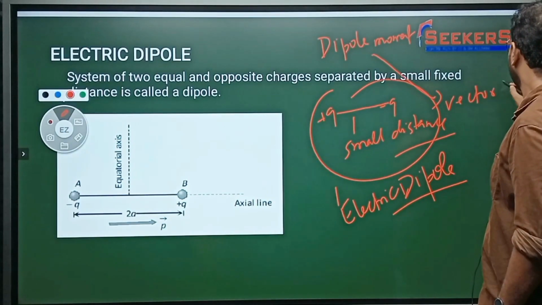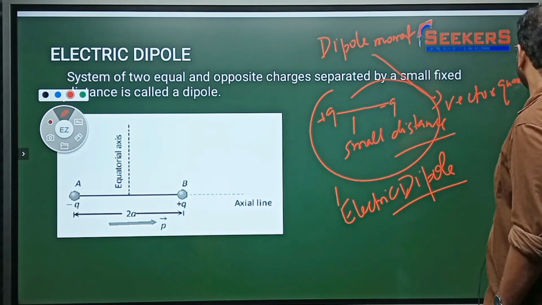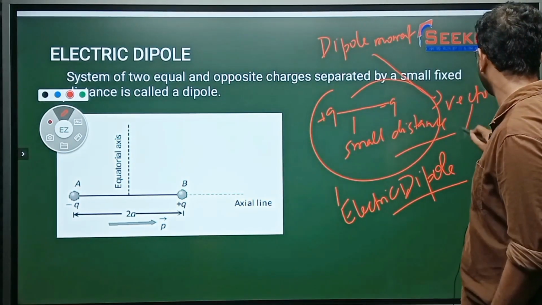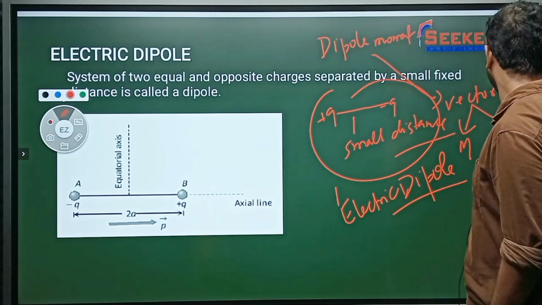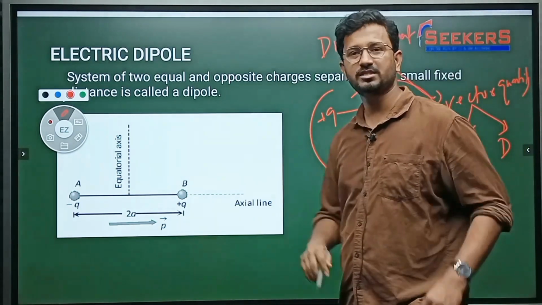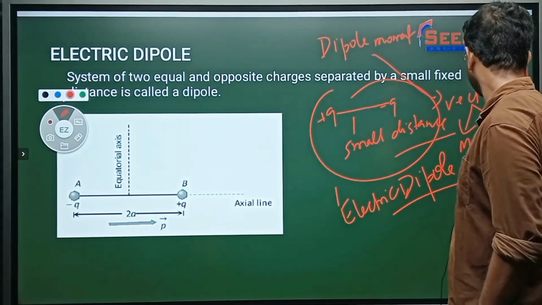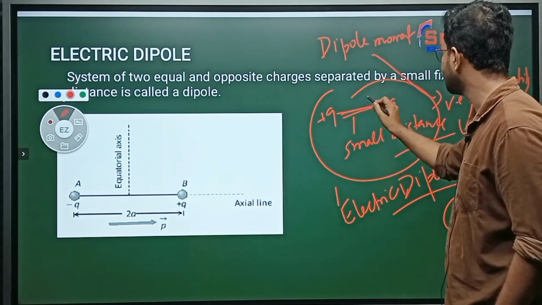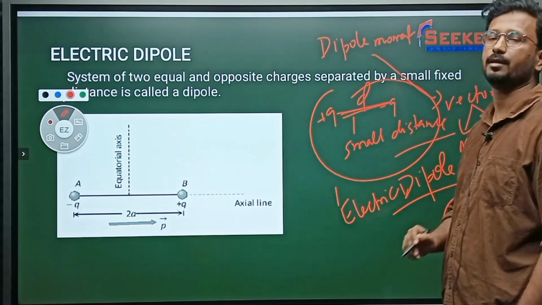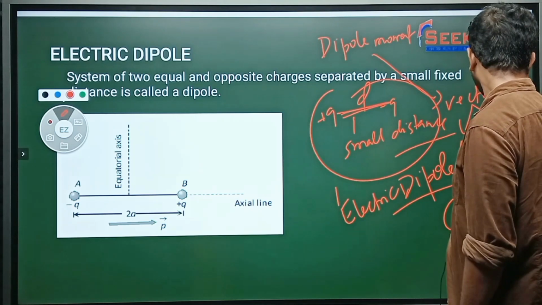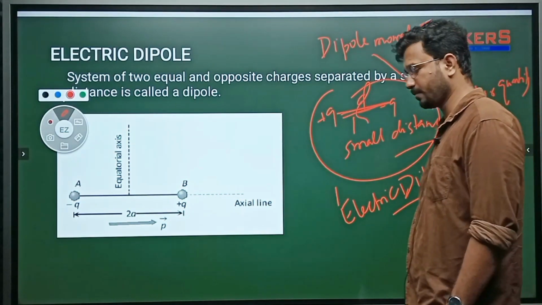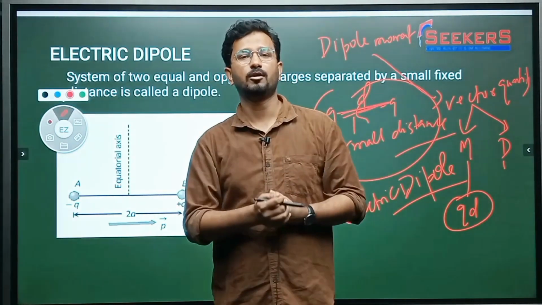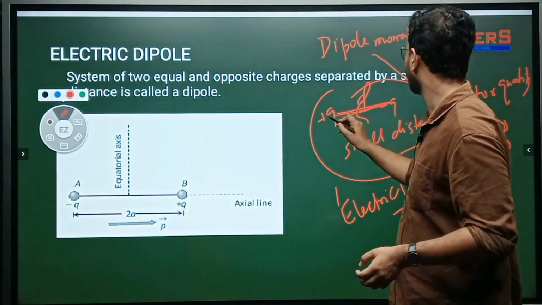Vector quantity. Any vector has two things: a magnitude and a direction. So it will also have a magnitude and a direction. The magnitude of this dipole moment is the charge times the distance between the two charges. If this distance is d, it will be q into d. And what will be the direction? The direction will be from the negative charge particle to the positive charge particle along the line joining the two charges. It means along the axis of the dipole.